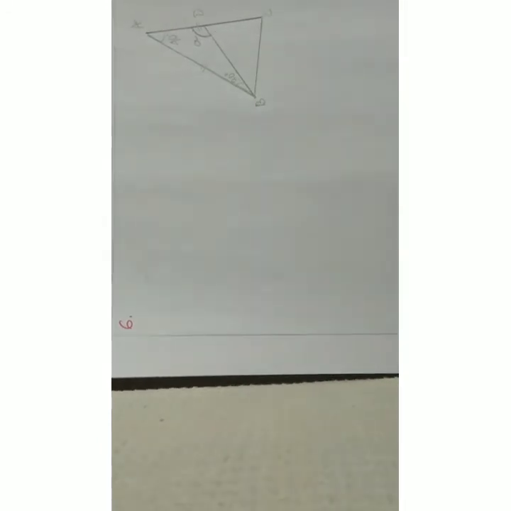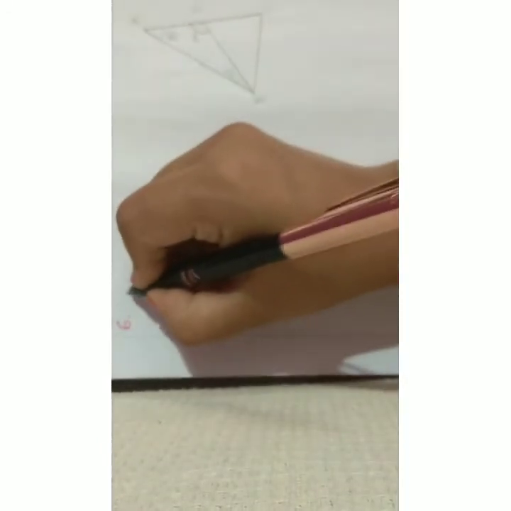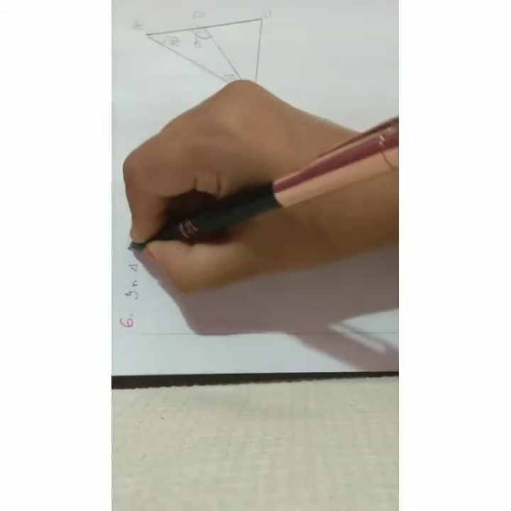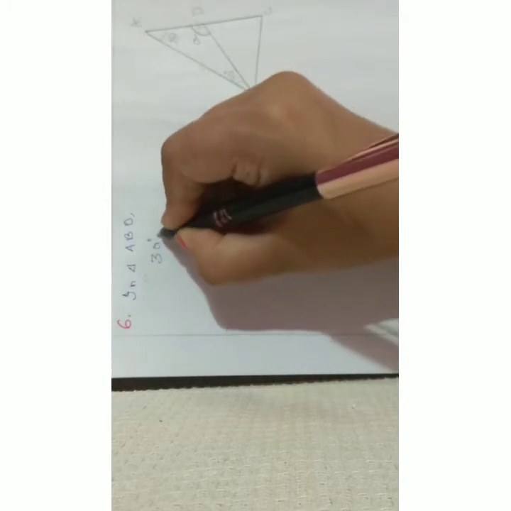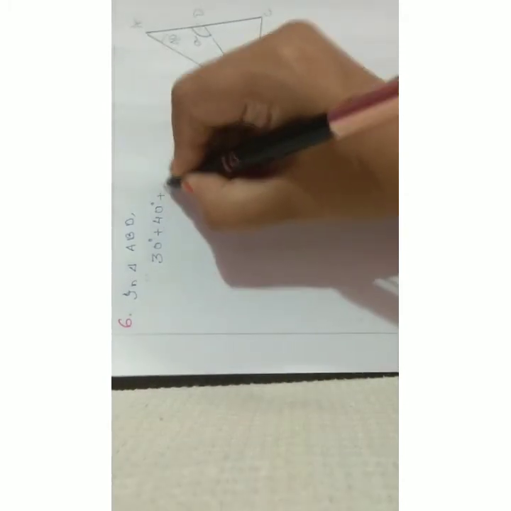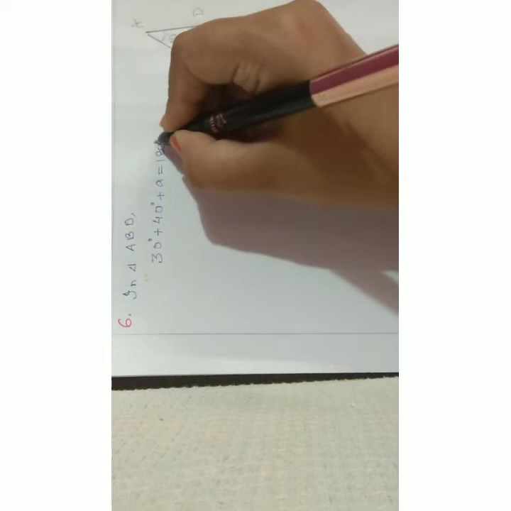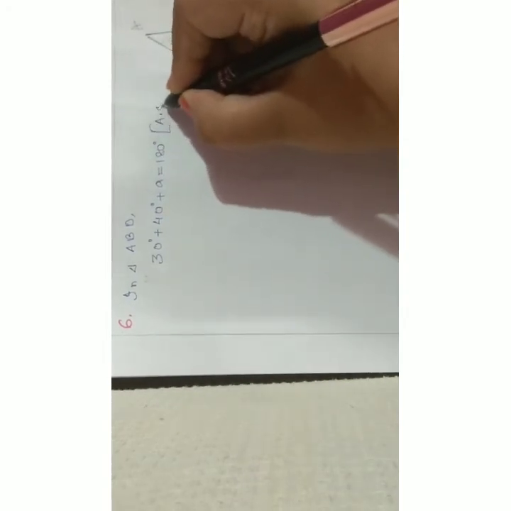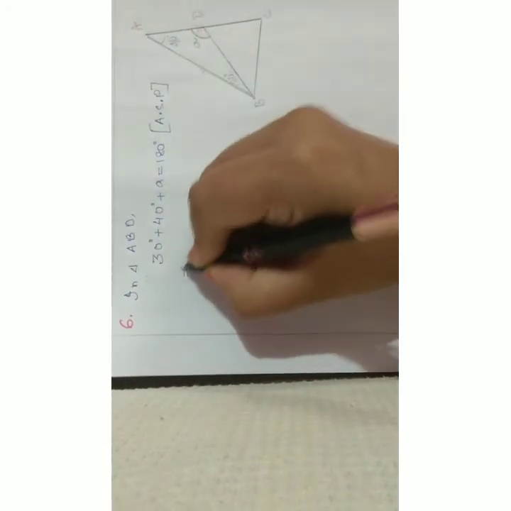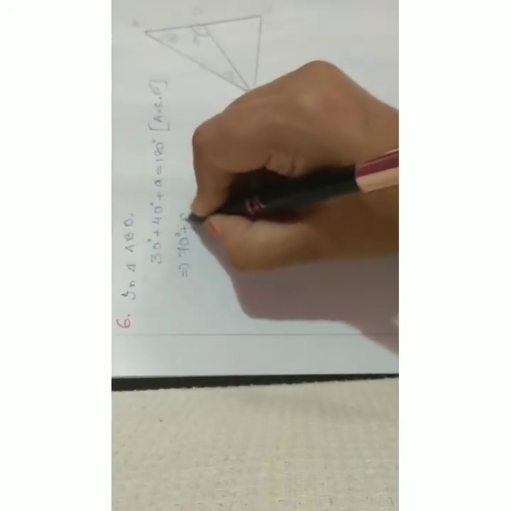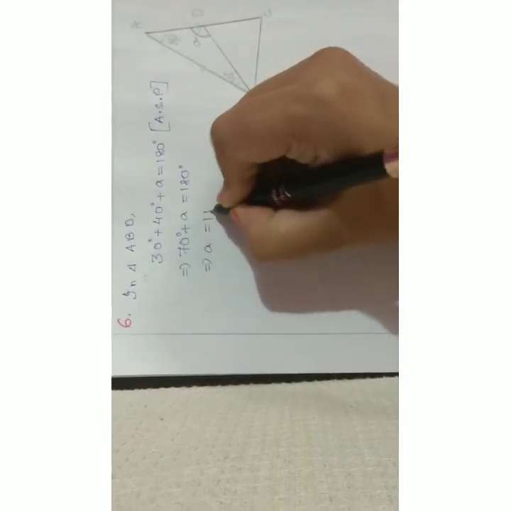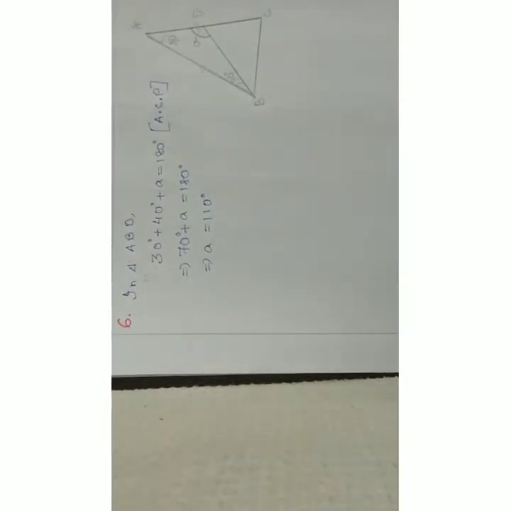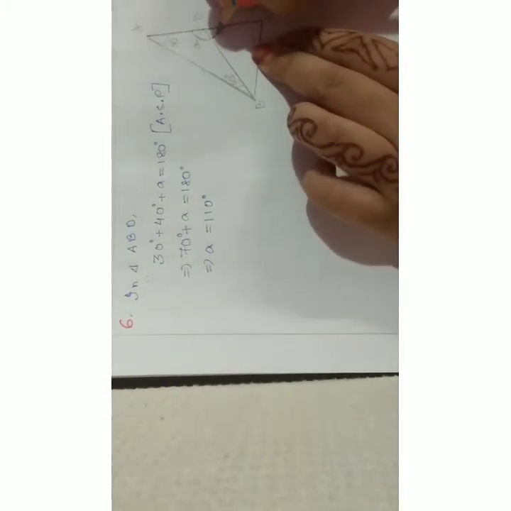So let us find the value. In triangle ABD, 30 degree plus 40 degree plus A equals to 180 degree. This is angle sum property. So 30 plus 40 is 70 degree plus A equals to 180 degree. That is A value is 110 degree. Okay. Now let us mark this as B.